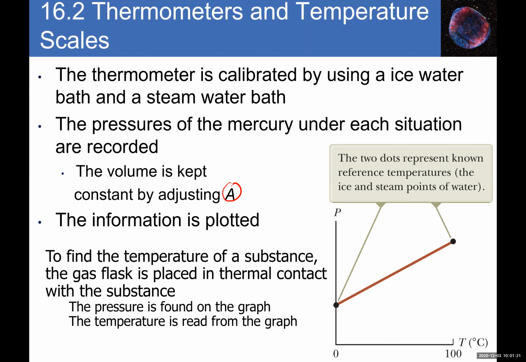All right, so this A over here is a specific level for the mercury. Then what we can do here is look at the pressure. So let's say this is the initial pressure, this is the final pressure, and we see how the pressure changes when the temperature changes.